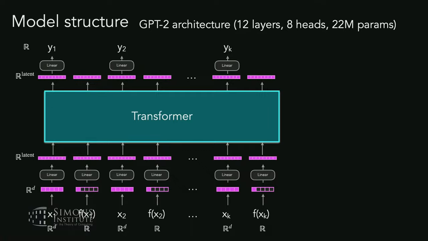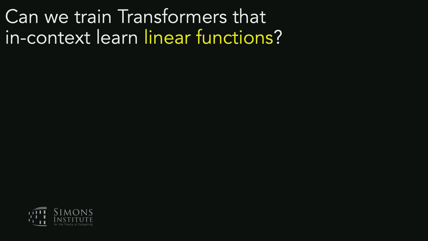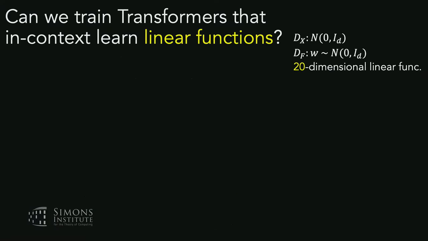Okay. So what do people think is going to happen? Of course, it learns, right? So a natural starting place: the distribution over examples is just going to be identity-covariance Gaussian in d dimensions. For our linear functions, we're going to pick the weight vector uniformly from, again, a d-dimensional identity-covariance Gaussian. And I guess this figure will be for 20-dimensional linear functions.